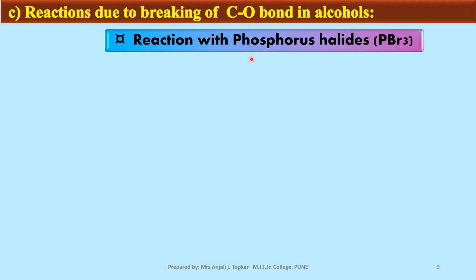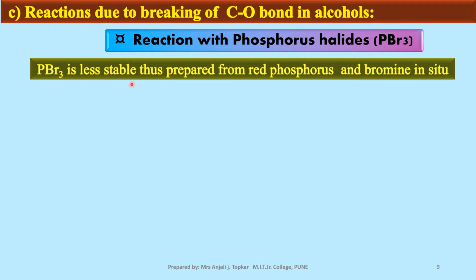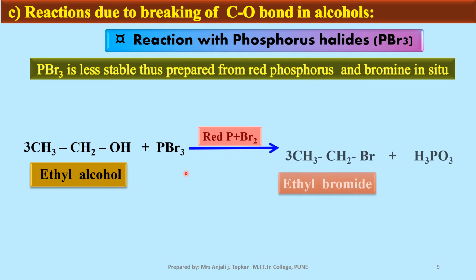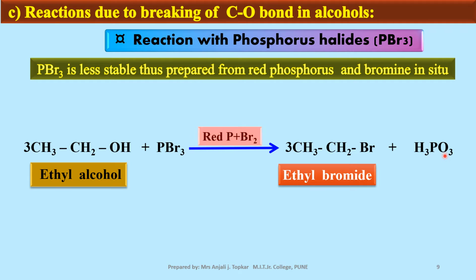Let's see the reaction of alcohols with phosphorus halides. Here we are going to see reaction with phosphorus tribromide. PBr3 is less stable and hence prepared from red phosphorus and bromine in situ. Ethyl alcohol, when treated with PBr3 in the presence of red phosphorus plus Br2, this on reaction gives PBr3, which reacts with alcohol to give ethyl bromide and H3PO3 as the byproduct. Here we require 3 molecules of ethyl alcohol.